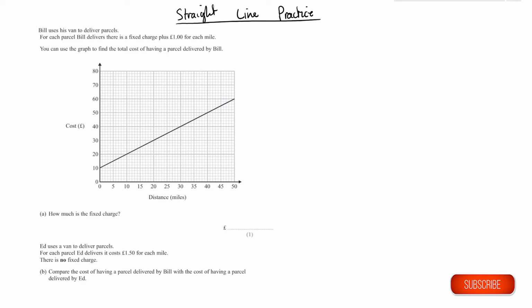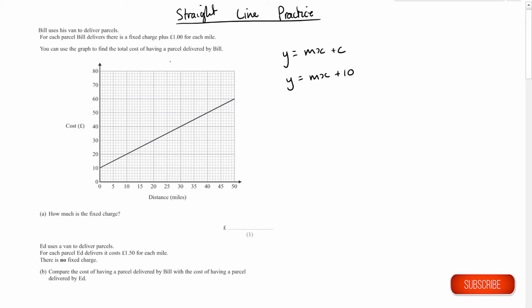So first up, we've got Bill uses his van to deliver parcels. For each parcel that Bill delivers, there is a fixed charge plus £1 for each mile that he has to travel. You can use this graph to find the total cost of having a parcel delivered by Bill. So this is a straight line, which means it will have some equation in the form of y equals mx plus c. Okay, and instantly we can read off what this plus c is going to be, because it's just this part here. So before we even read what the question wants, we know it's going to be mx plus 10.